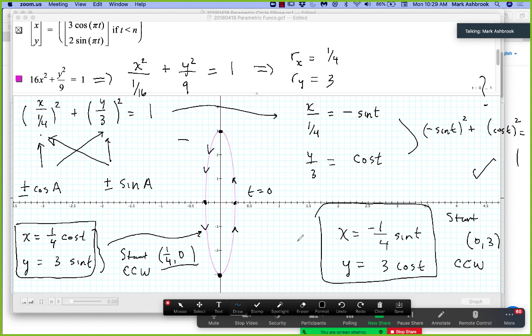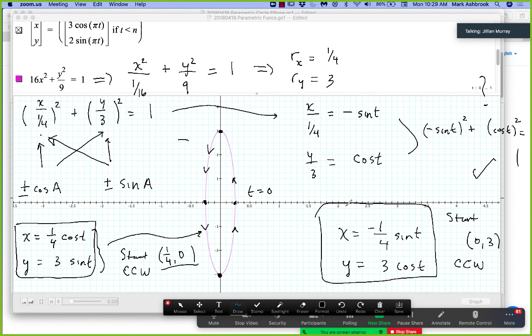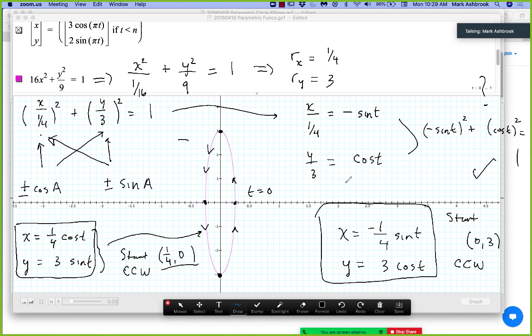Okay. Yeah, go ahead. So if both of them are negative, they would be going clockwise? No, you can't make a rule like that. You have to do each one separately. Do each individual case, work it out. Find the starting point, then look at your function, let t vary, and see how x and y vary. Don't try to make a rule like that.